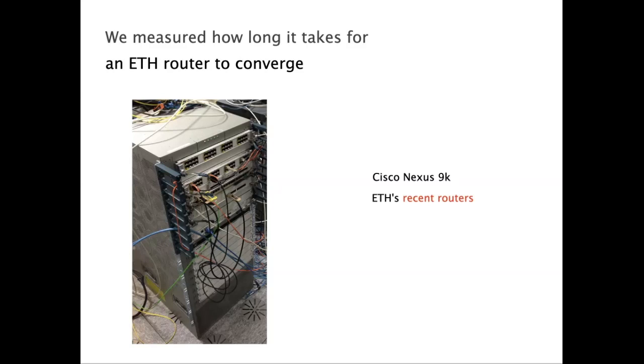For those of you who have followed ComNet, perhaps you have seen this already, but we took one of the ETH routers. At ETH, we are lucky to have actually pretty recent routers in our network. These are Nexus 9K. These are actually pretty good routers, and we have, I think, dozens, or 20 or so, in our network.